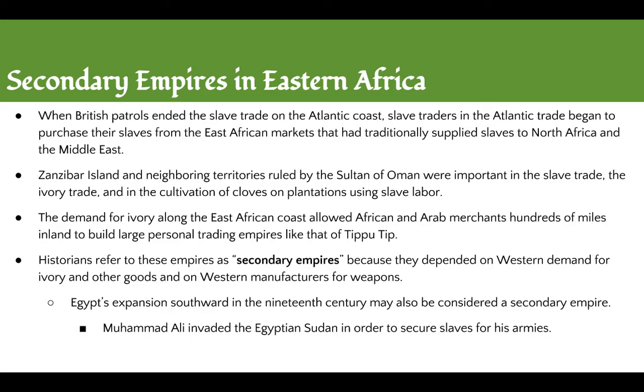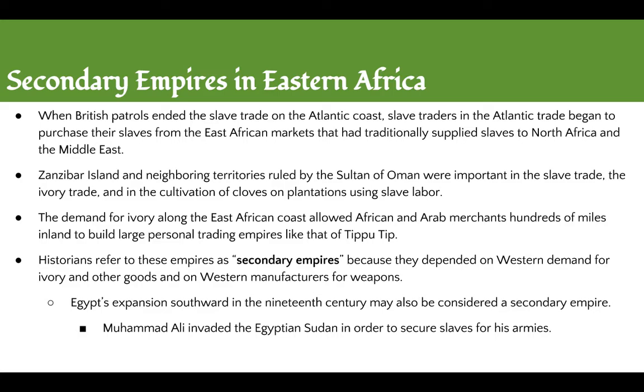Zanzibar Island and neighboring territories ruled by the Sultan of Oman were important in the slave trade during this time period too, as well as the ivory trade and then the cultivation of cloves on plantations, and they used slave labor. Along the East Coast, there was a demand for ivory, which allowed African and Arab merchants to go hundreds of miles inland to build large trading empires.